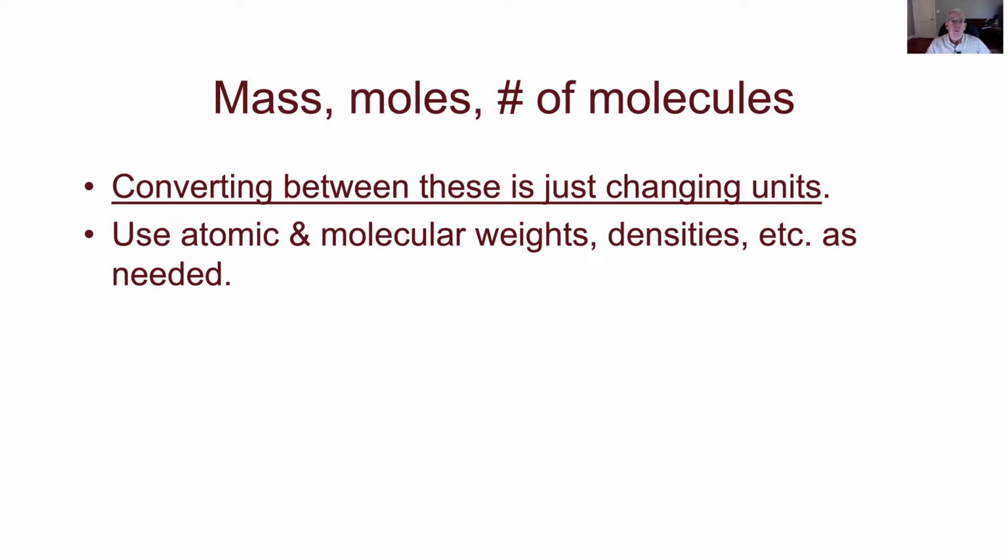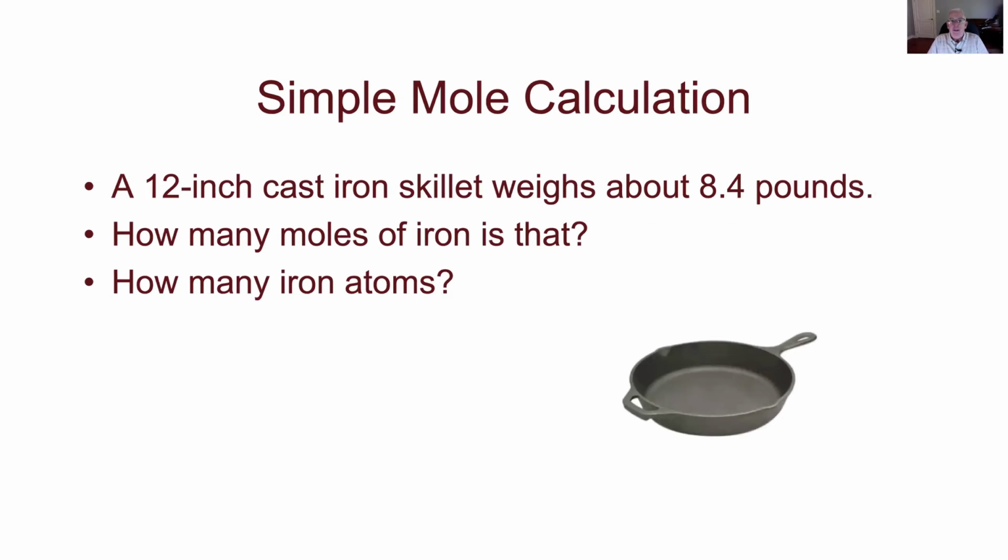All right, so we're going to do our first mass to moles to number of, in this case, atoms, calculation. It's inherently a little bit silly one, I confess. I am going to calculate how many iron atoms and how many moles of iron are in this skillet that we're looking at there.